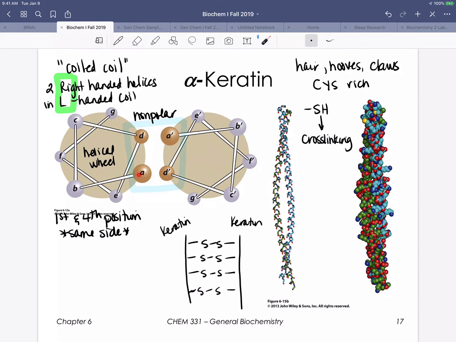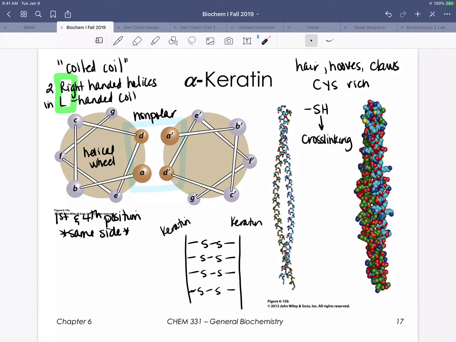So what this shows us is that the first and the fourth position can lie on the same side or face of our alpha helix. So we might see, for example, if we wanted to create a greasy or a non-polar face to our alpha helix, that we'll put the same residues in the first and the fourth position. And that's exactly what keratin does. And so that creates sort of a greasy strip, if you will, on one side of our alpha helix.